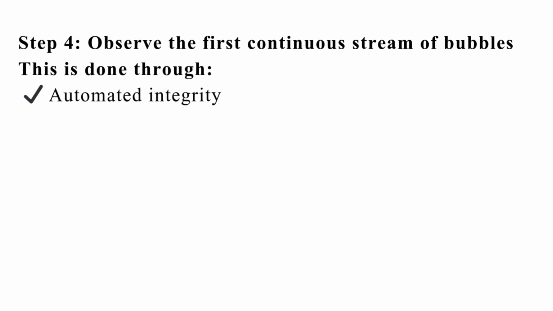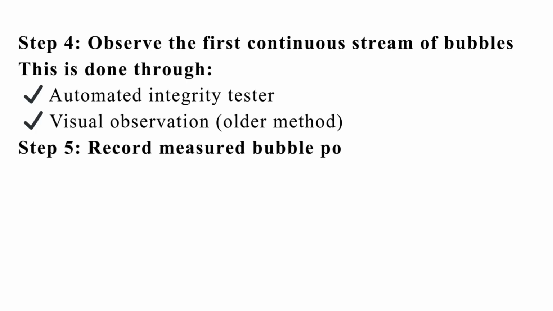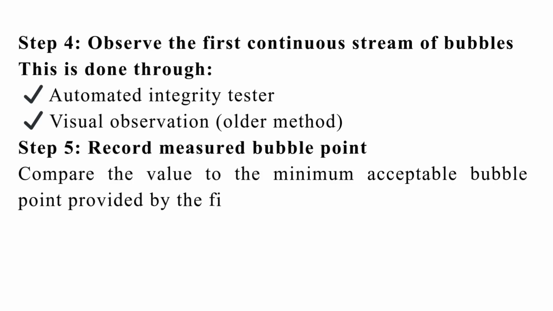Step 4. Observe the first continuous stream of bubbles. This is done through an automated integrity tester, or visual observation, which is the older method. Step 5. Record measured bubble point. Compare the value to the minimum acceptable bubble point provided by the filter manufacturer.